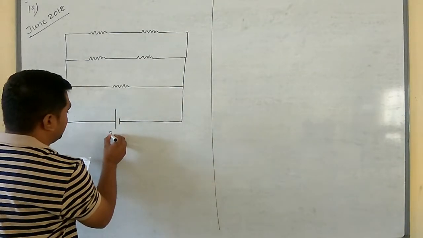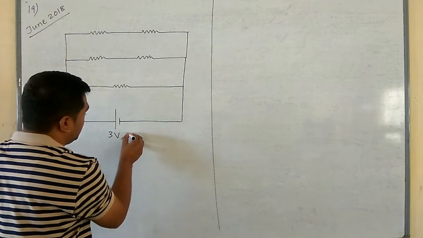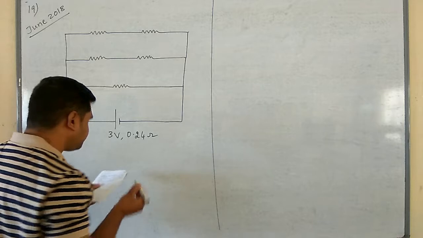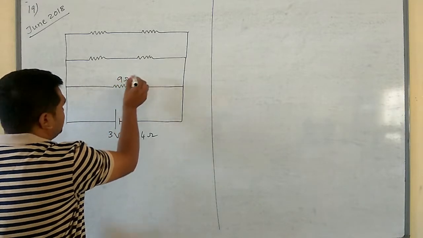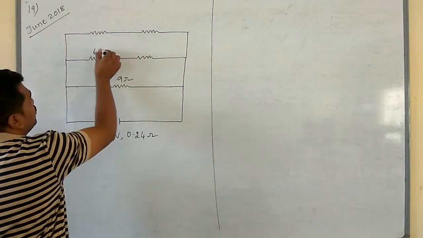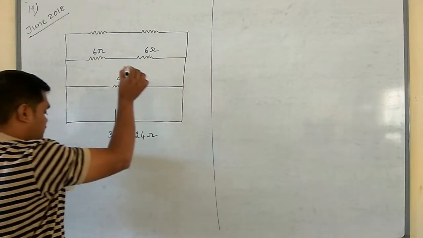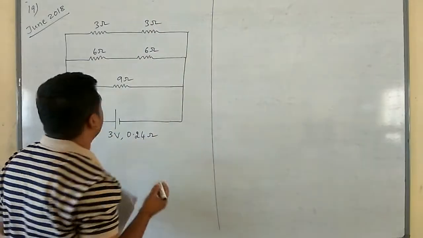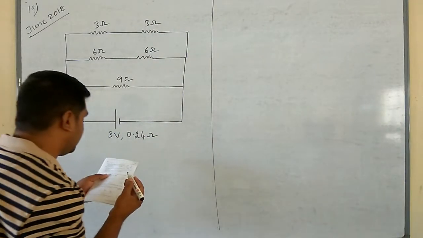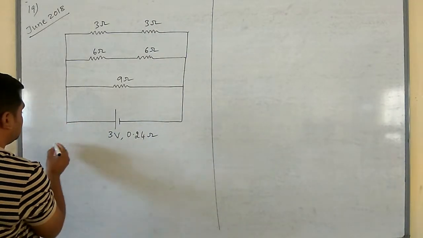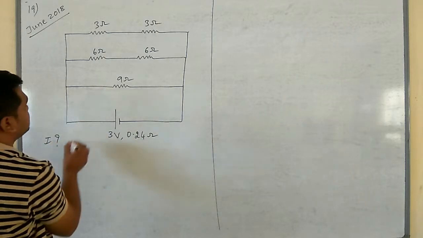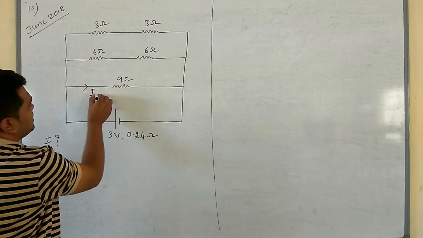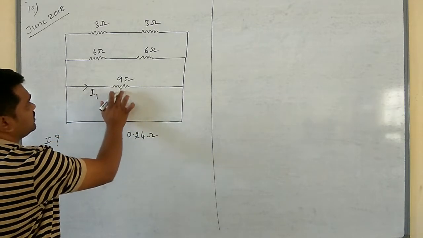So here the cell is having an EMF of 3 volt and it is having an internal resistance 0.24 ohm. It's a 9 ohm resistor, 6 ohm, 6 ohm, 3 ohm and 3 ohm. What we want to find here is the main current I and the current through this 9 ohm resistor. Say for example this has some I1. We want to find out this I1.